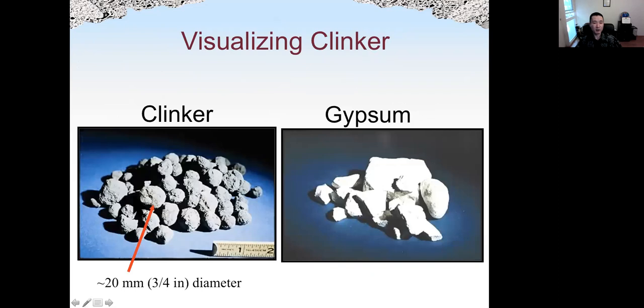So here's a picture of clinker. It looks like charcoal, with a round shape. The size is similar to the stones in concrete, around 3/4 to 1 inch. The gypsum is shown on the right picture. It's kind of a whitish color.